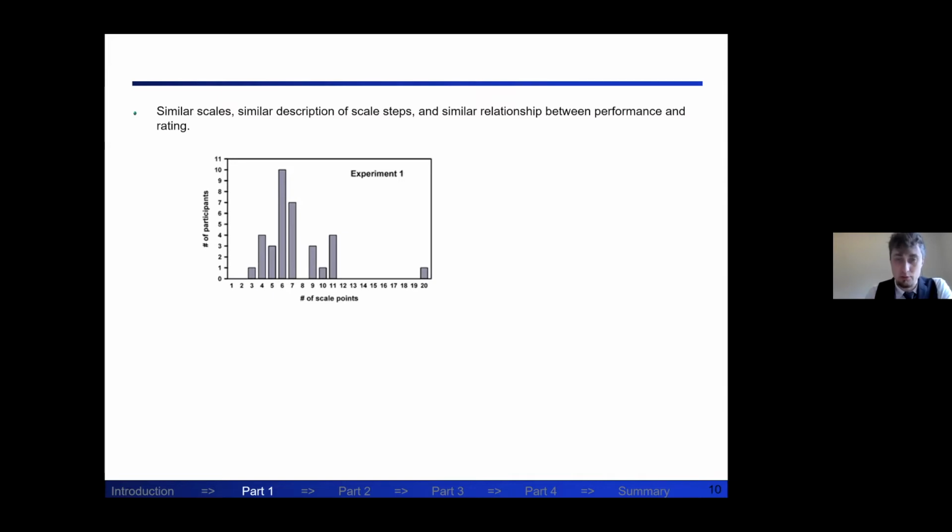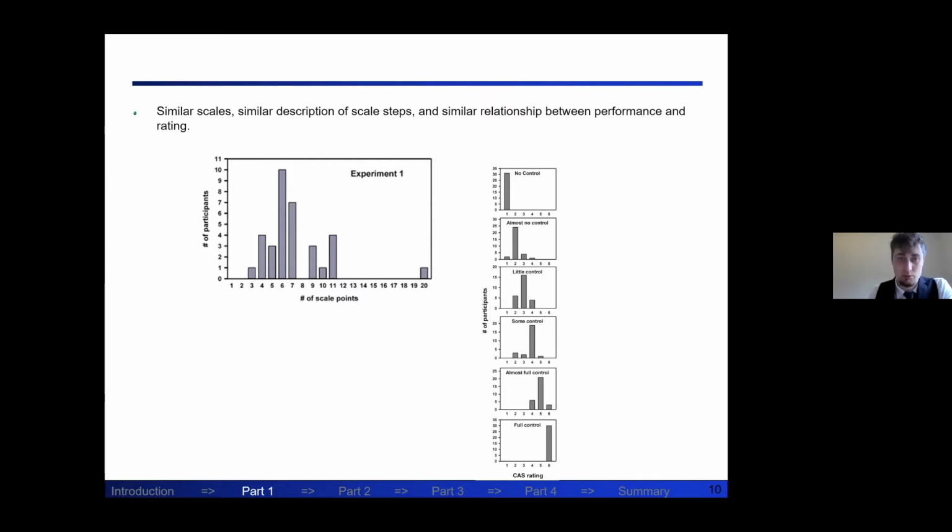So you'd expect a log normal distribution, which is indeed what we found. And the mode of the distribution is 6, but you have some participants choosing fewer steps and some choosing more. So the exact number of steps, you would expect some variance, but when you then look at how people describe these scale steps, it's actually quite striking how similar the descriptions were. So we tried to convert all scales to 6-point scales, and then look at the words they use to describe each step.